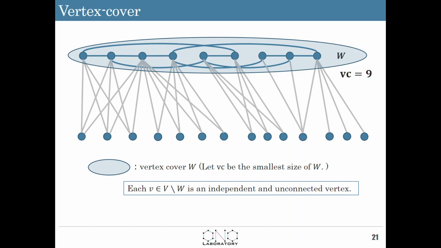If we are given the vertex cover W, the graph can be drawn like this. Each small v in V minus W is an independent and unconnected vertex. As seen later, twin cover is a reduced variant of vertex cover.